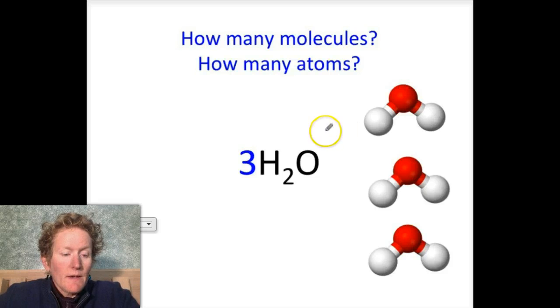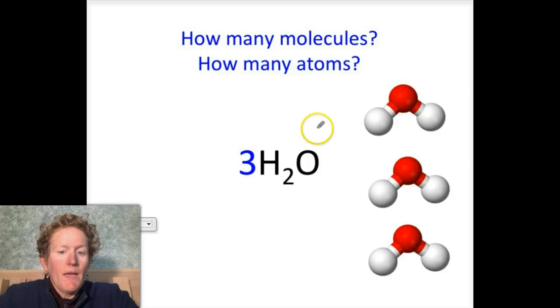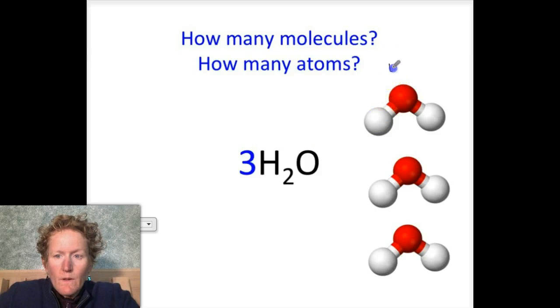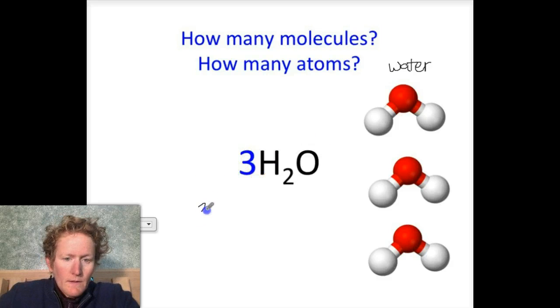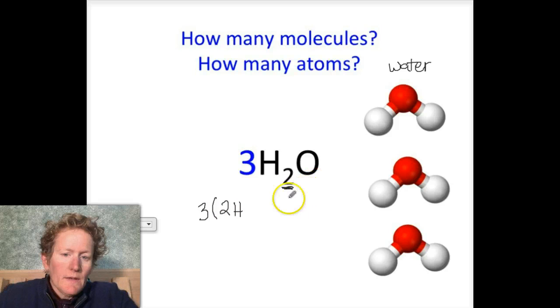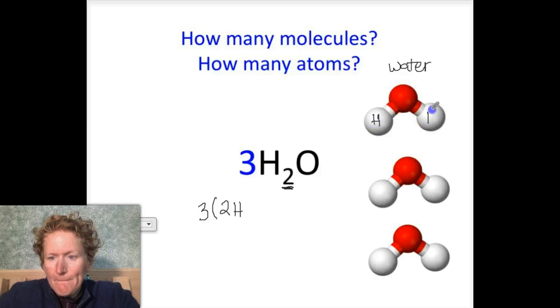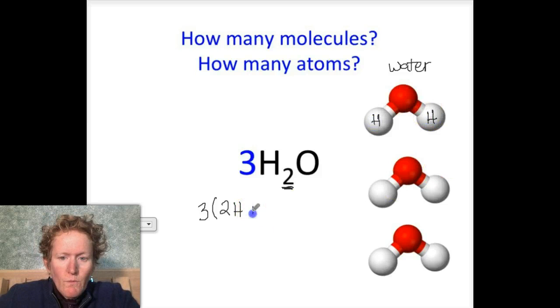Let's practice with water. It's your turn this time. How many molecules do we have? I gave you a little hint right here. I drew out three water molecules. And now we have to figure out how many atoms we have. Let's multiply it out. That's 3 times 2 hydrogens. I'm using the subscript on hydrogen to know that I have 2 hydrogens. This is hydrogen. And I have 1 oxygen. It's not written, but we can imagine there's a subscript 1 under the oxygen.